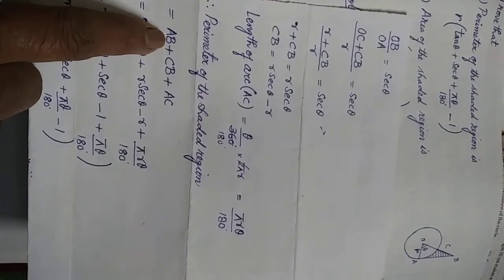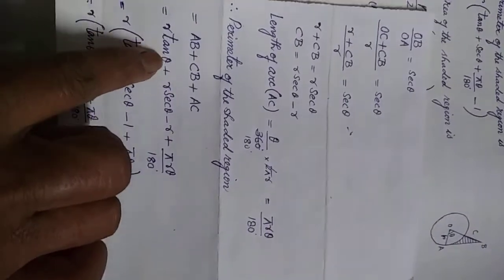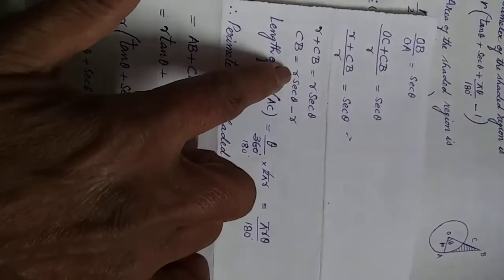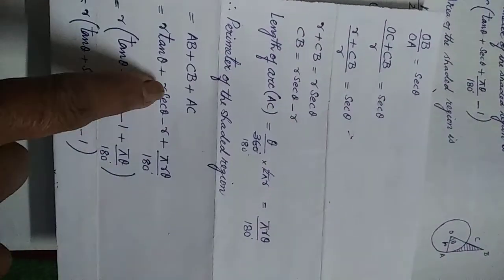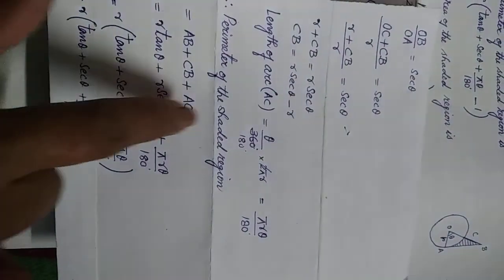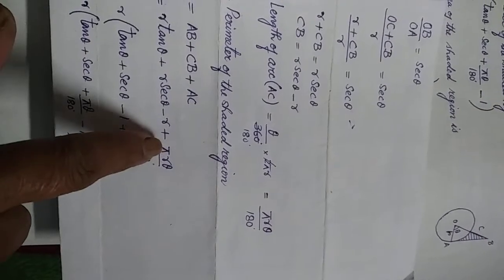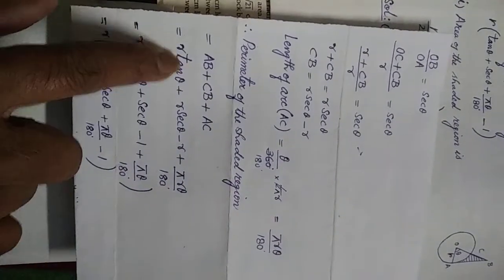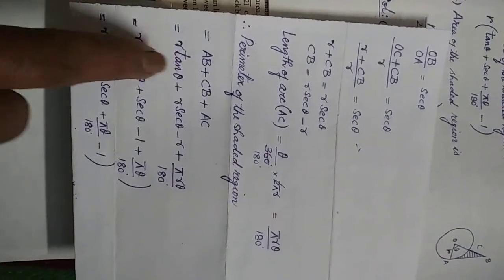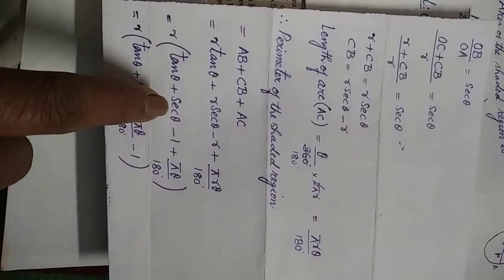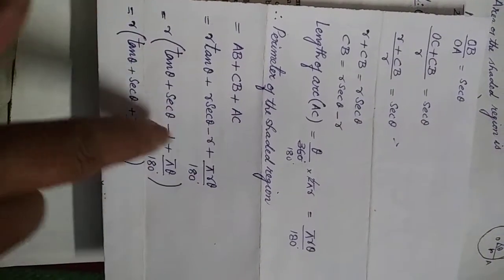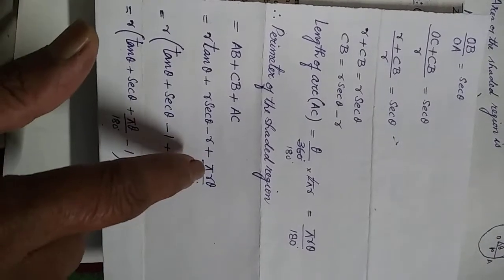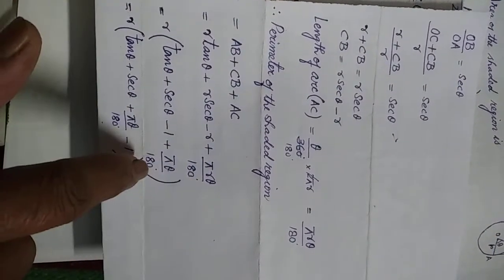So here we want to calculate the perimeter of the shaded region. That will be equal to AB plus CB plus AC. AB's value we have calculated here, R tan theta. So here it will be replaced by R tan theta. CB we have calculated, R sec theta minus R. So here it will be replaced by that value. And AC we have calculated, pi R theta by 180. Now R is common in all, so you take it out. So inside we will have tan theta plus sec theta. Here R is out, so only 1 will be left, minus 1, plus pi theta whole upon 180.